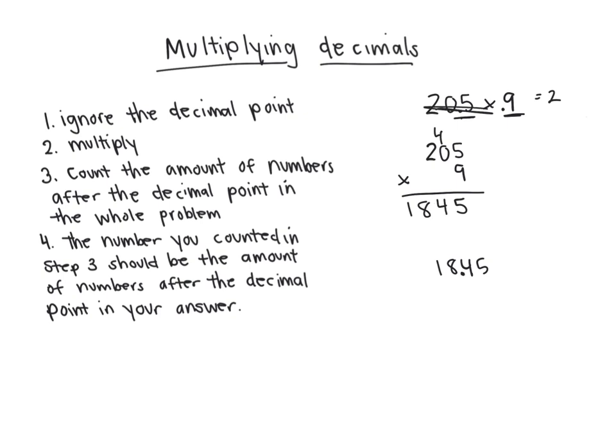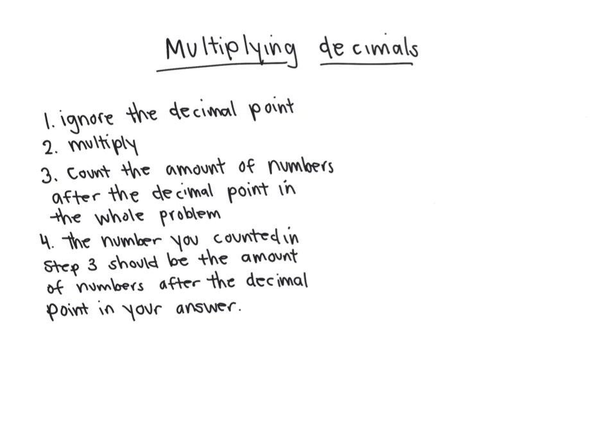Now, what if I was doing a short problem? For example, if I had 0.3 times 6. So that's really 3 times 6, which is 18. It wouldn't be 0.18, it would just be 1.8 because there's one number after the decimal point in my problem. So remember, decimal points last, multiplication first.